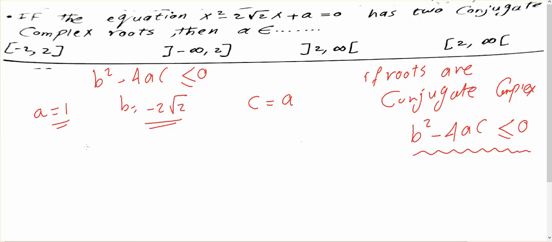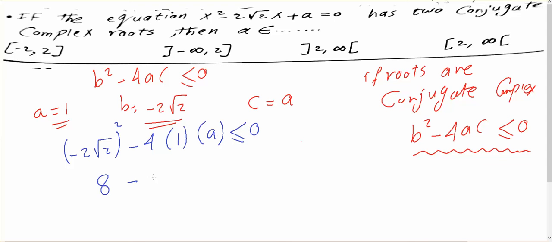b square, negative 2 root 2 power 2, minus 4 times a times 1 times c, all of this smaller than or equal to 0. Negative 2 root 2 all power 2 equals 8. 8 minus 4a smaller than or equal to 0. 8 smaller than or equal to 4a. We can divide by 4. 8 divided by 4 equals 2. We can write it as a greater than or equal to 2.